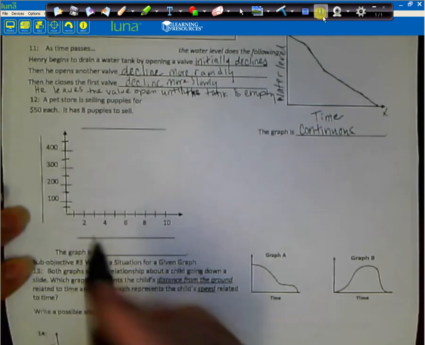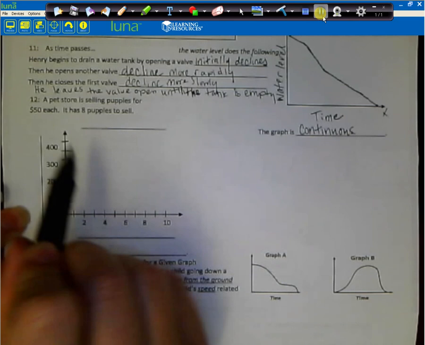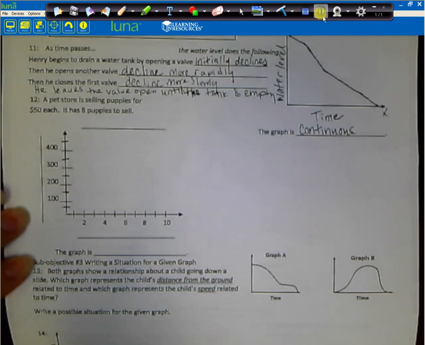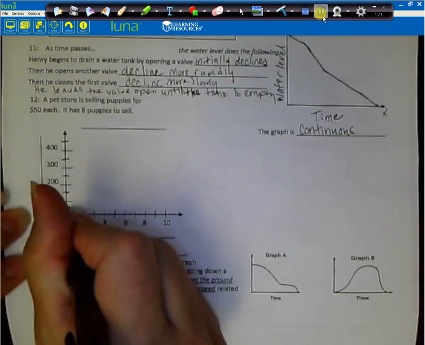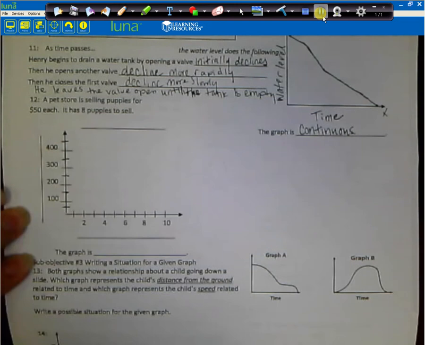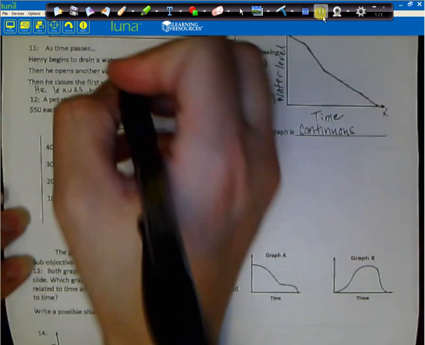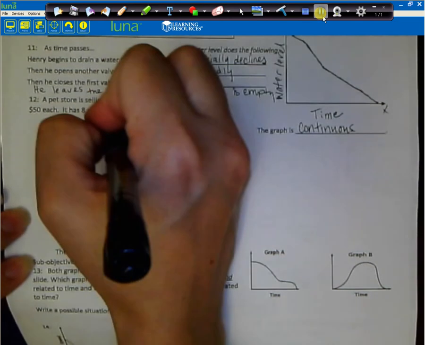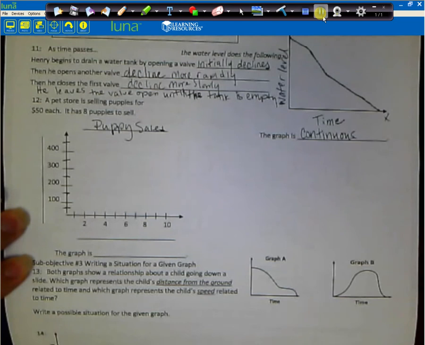I know that this graph doesn't have lines that grid on out, but just for the sake of understanding that we're looking at $50 increments, I think that will make more sense to you in the long run. We're going to label this graph puppy sales. And then we're going to look at our axis.